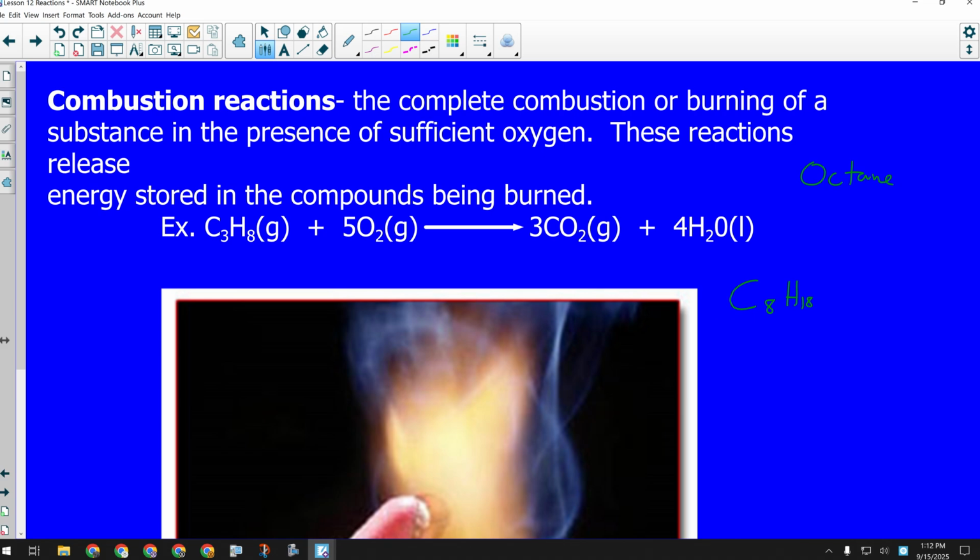Here's the other good news. It doesn't matter what hydrocarbon you burn, those are the products. Any combustion reaction produces the same two things, carbon dioxide and water. Okay? Usually as a vapor, occasionally as a liquid.